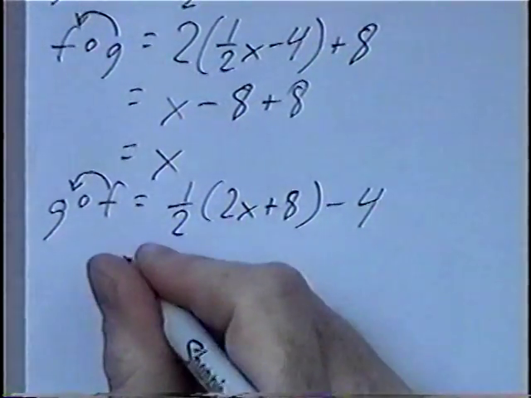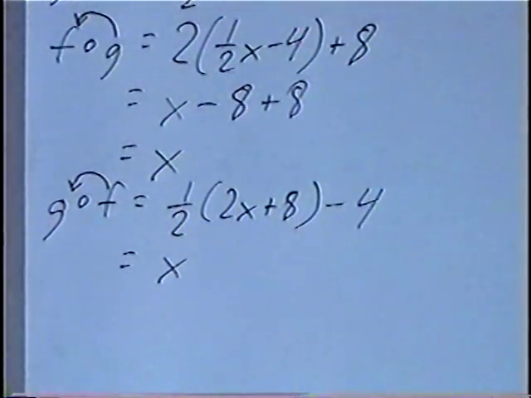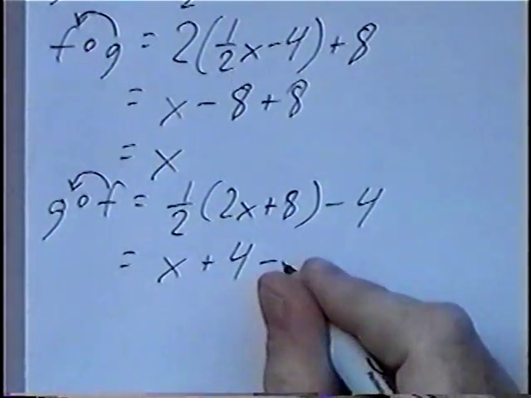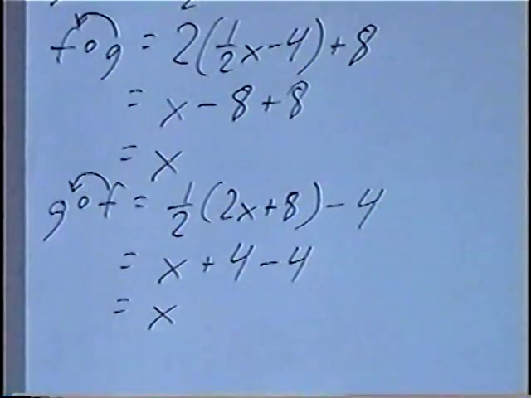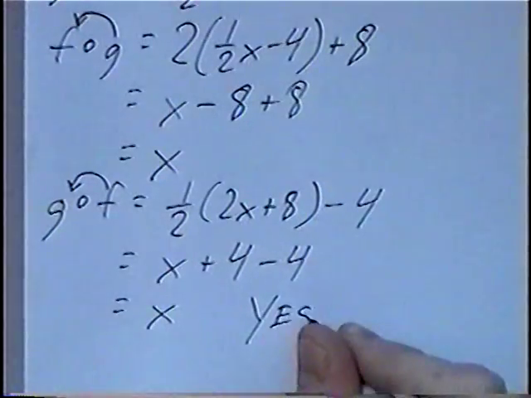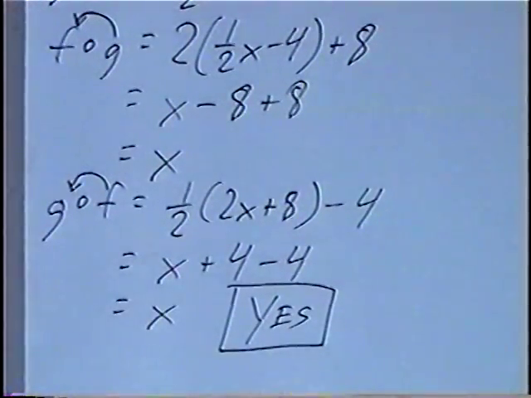Simplifying, 1/2 of 2x would just be x. 1/2 of 8 would be 4. And 4 minus 4 would cancel or be 0, and we'll be left with x. So since both compositions were x's, the question is determine if their pairs are inverses. The answer would be yes, they're inverses, since both compositions are equal to x.